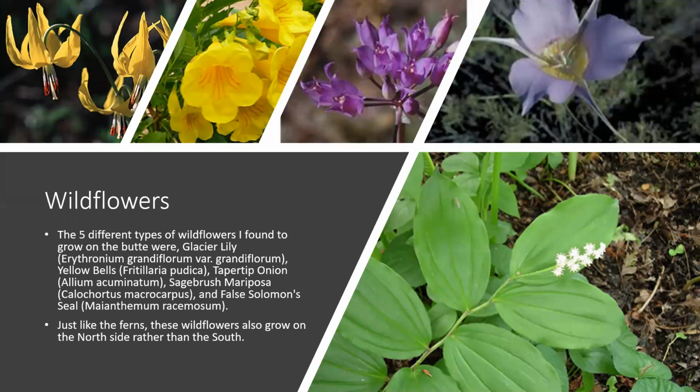The 5 different types of wildflowers I found to grow on the butte were glacier lily, yellow bells, taper tip onion, sagebrush mariposa, and false Solomon's seal. Just like the ferns, these wildflowers also grow on the north side rather than the south.